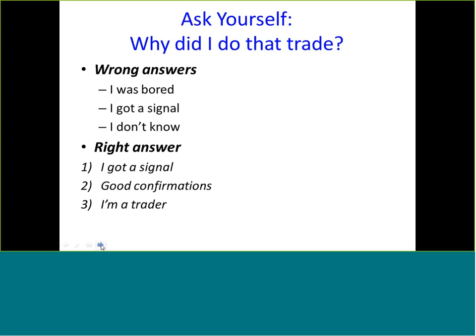Now you want to ask yourself, let's say you do a trade, why did I do that trade? Well, the wrong answers are because I was bored. But believe it or not, a lot of traders sitting there, they're watching it, and they don't really know what to do, but they want to do something, so they jump in. Or they get a signal and they don't take it any further, and that signal was really not that good. There was lots of reasons based upon the methodology.